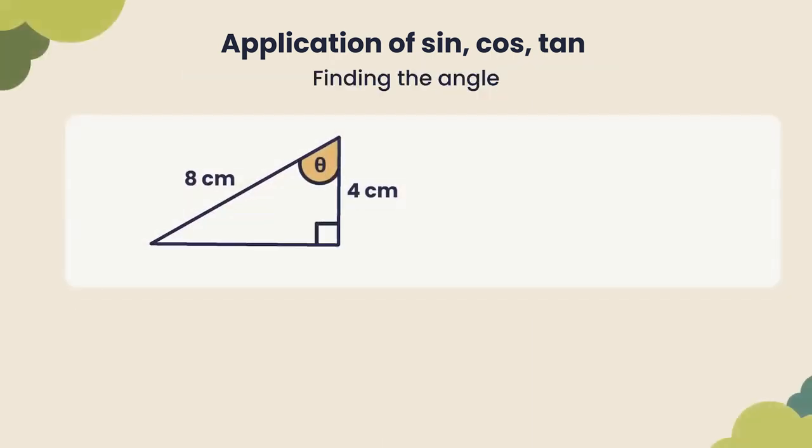Final example. Here, we don't know the angle, but we know the hypotenuse and its adjacent length. To find theta, we use cosine. Cosine of theta is 4 centimeters over 8 centimeters, which simplifies to 1/2.